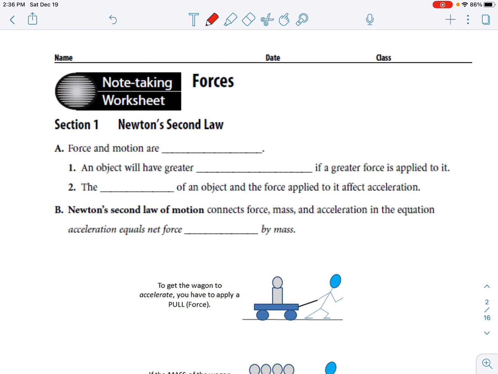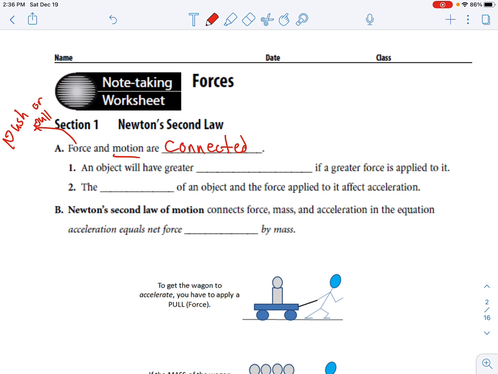The first part of our notes: force and motion are connected. What does that mean? Force is anytime you have a push or a pull on something. So you're pushing or pulling something to get it to move. When you push or pull on something, there's probably going to be motion. That's how those two are connected.